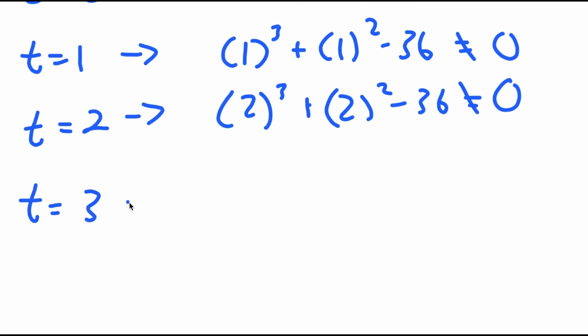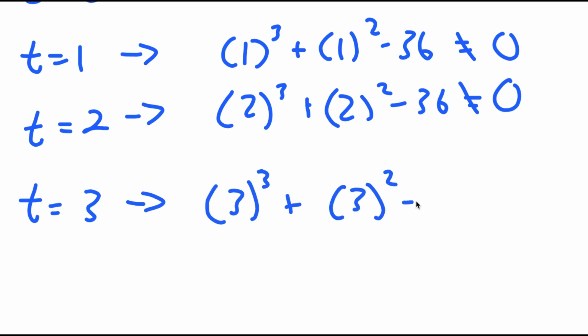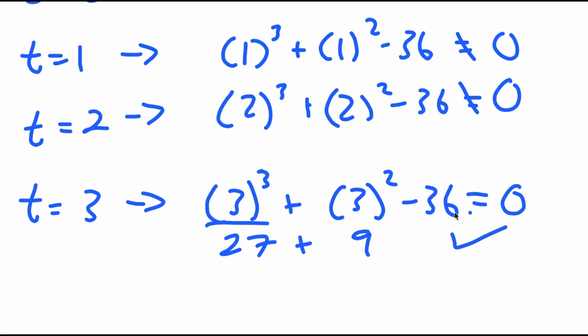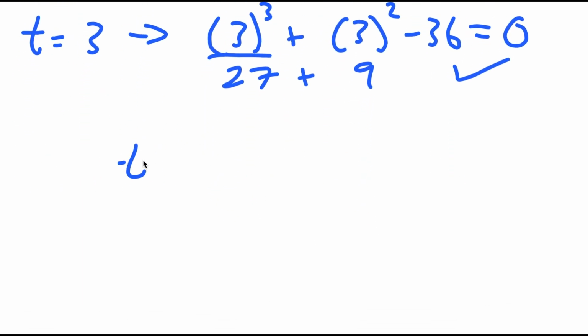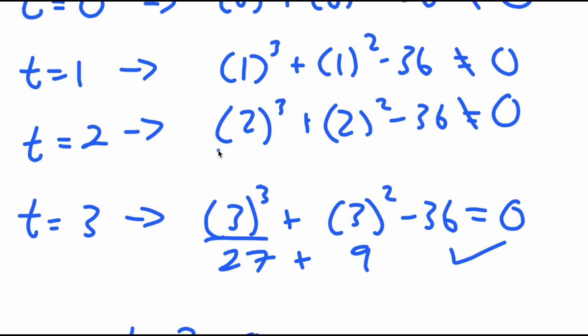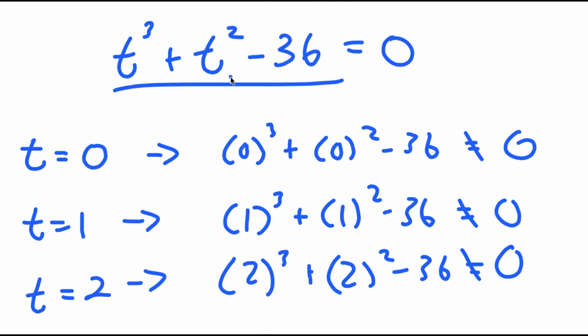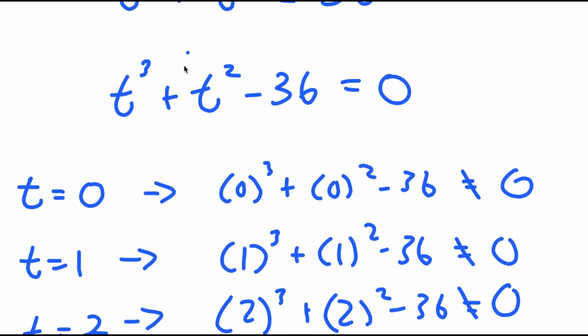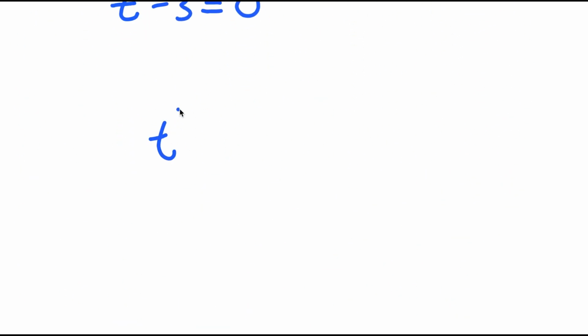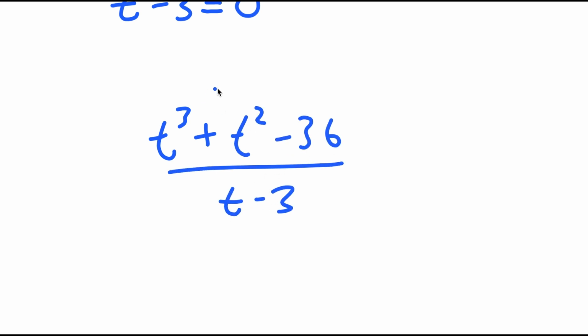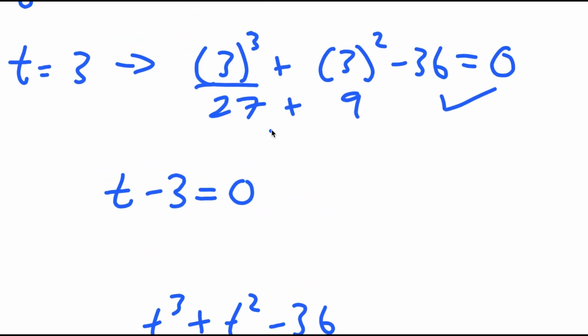Now we have t equals 3. 3 to the power of 3 plus 3 squared minus 36. 3 to the power of 3 is 27 plus 9, which is 36, minus 36. This does equal 0, meaning t equals 3 is a solution, and this also means t minus 3 equals 0. So I'm going to now divide t to the power of 3 plus t squared minus 36 by t minus 3, and this should give the remaining solutions for t.